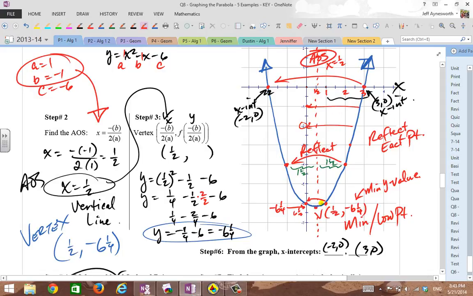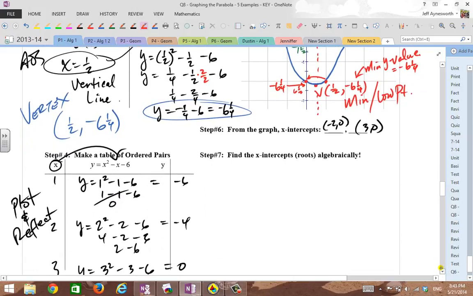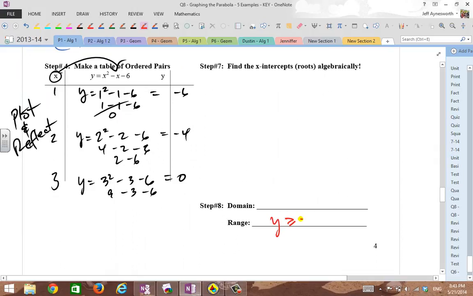All these y values are above the vertex, and they've got to be greater than negative 6 1/4. So my minimum y value equals negative 6 1/4. That means all the other y values are greater than or equal to it. So already I can see the range. My range is greater than or equal to negative 6 1/4. As you guys already know, the domain is the set of all reals.